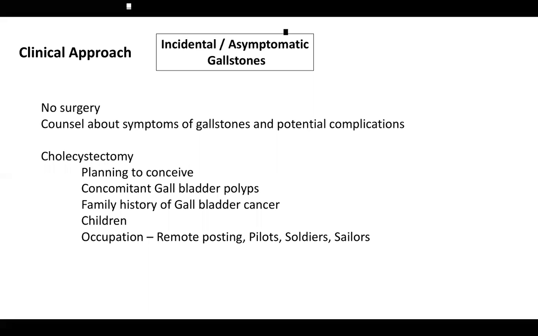When you have gallbladder stones along with gallbladder polyps, because there is a theoretical higher risk of gallbladder malignancy. In patients who have a family history of gallbladder malignancy. In children, because they are unable to communicate the type of pain, so incidental, asymptomatic stones in children need to be operated on. Occupation: patients who are posted remotely and do not have access to healthcare, such as pilots, soldiers, or sailors, can be operated on even if the stones are incidental or asymptomatic.